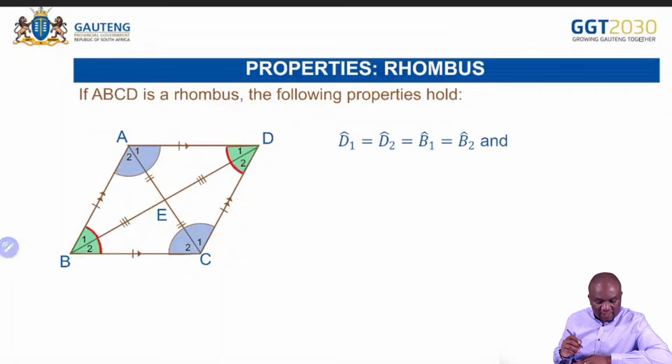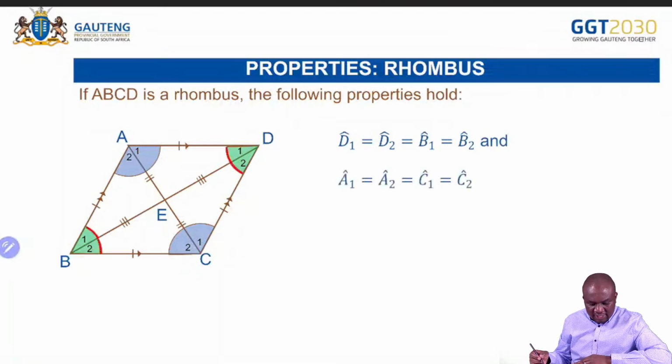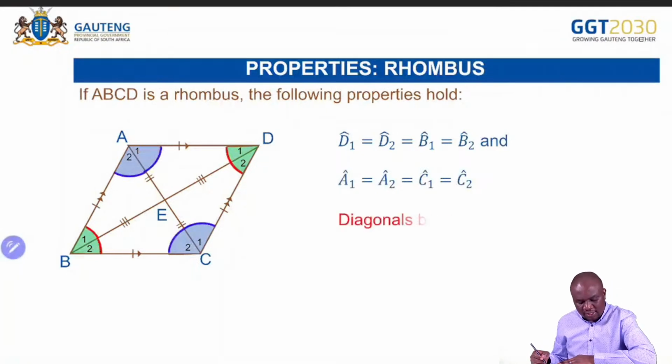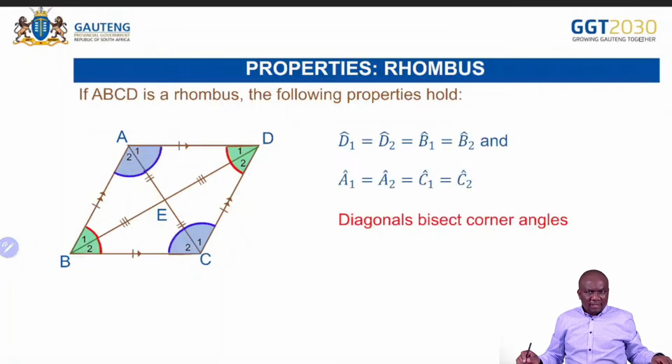And then if we come again to the blue angles, we can see that A1 is equal to A2. Again, the diagonal will bisect the corner angle. You see that? So A1 is equal to A2, and then C1 is equal to C2. Right. What can you say? We say the diagonals bisect corner angles. Right. Let me give you just 1 minute to write your notes.